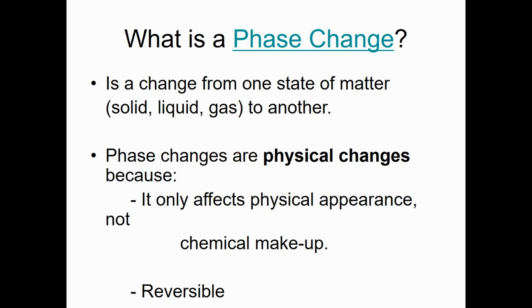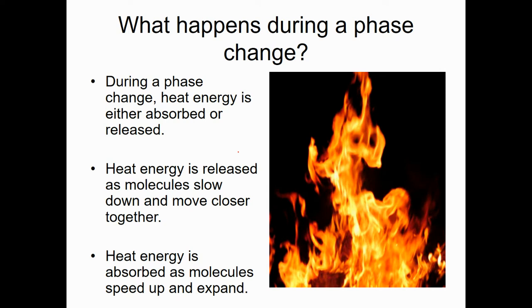So, a basic definition you should know from middle school: a phase change is when you go from a solid to a liquid, or a liquid to a gas, or a gas to a plasma. It is a physical change, all right? You're only affecting the appearance. You're not affecting chemical makeup. It's reversible, and any change to a chemical that is reversible has to be a physical change. It's not a chemical change.